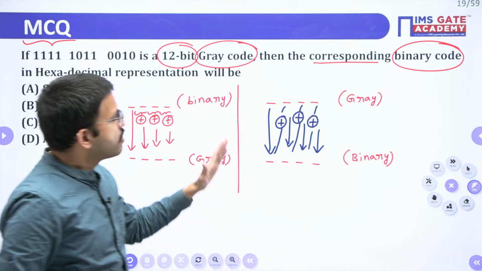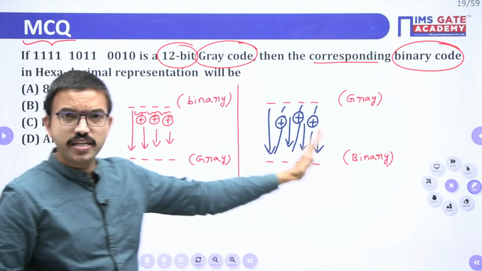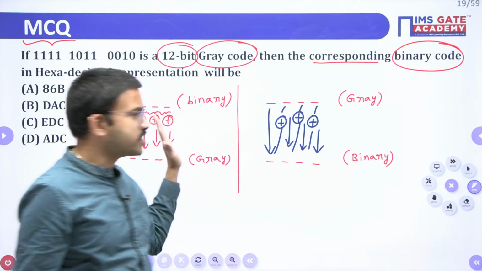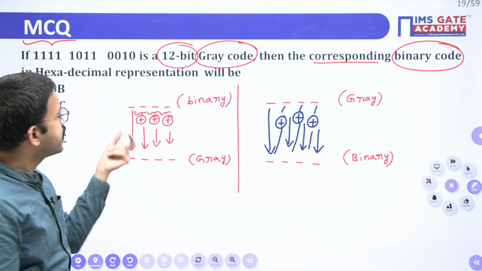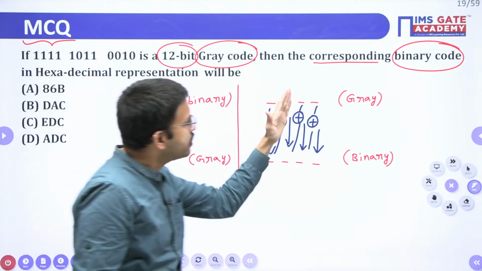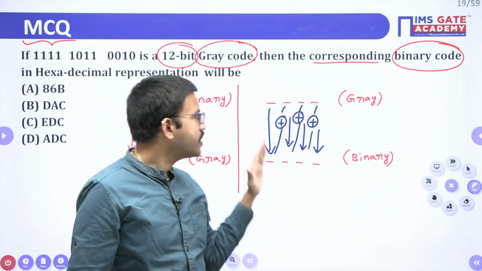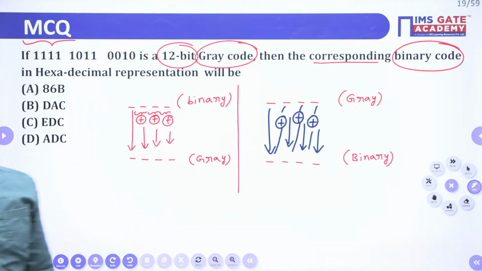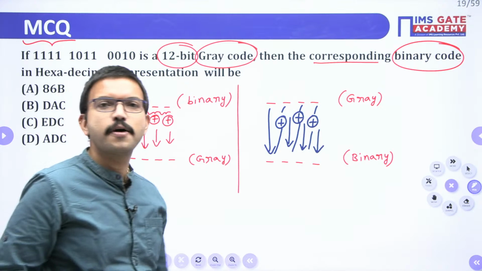That means the first step is the same, either binary to gray or gray to binary, whatever may be the number of bits. Now the second step: for binary to gray, you perform XOR operation on successive bits, whereas here you perform XOR operation diagonally. Yes, very good, Revant. Yes, very good, Abdul.